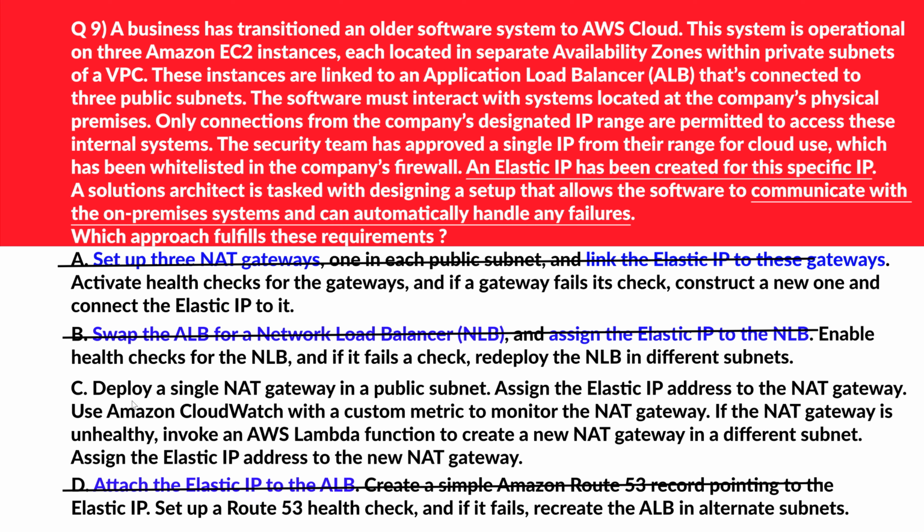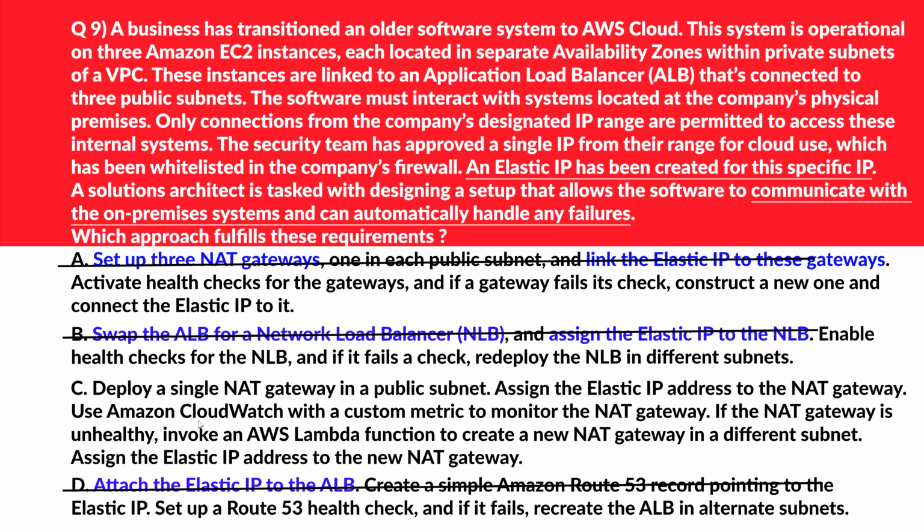So option C is the most suitable because it involves deploying a single NAT gateway. If you read here, single NAT gateway in a public subnet and assigning the elastic IP address to it. This setup will allow the instances in the private subnet to initiate outbound traffic to the internet or on-premises systems while preventing unsolicited inbound traffic.